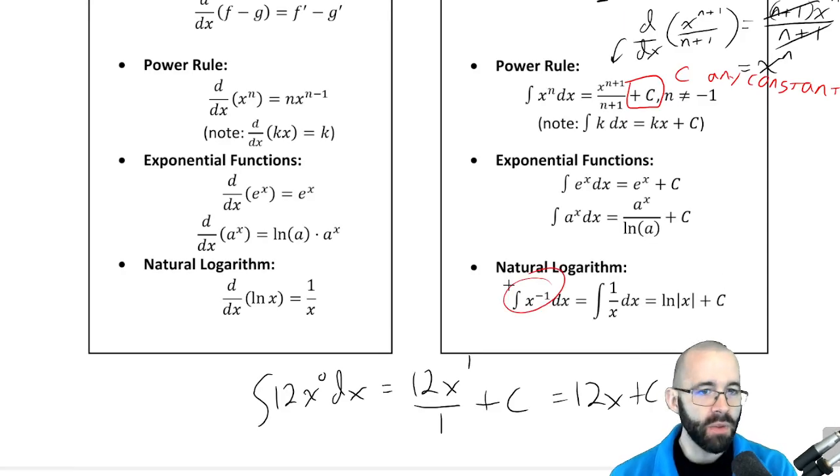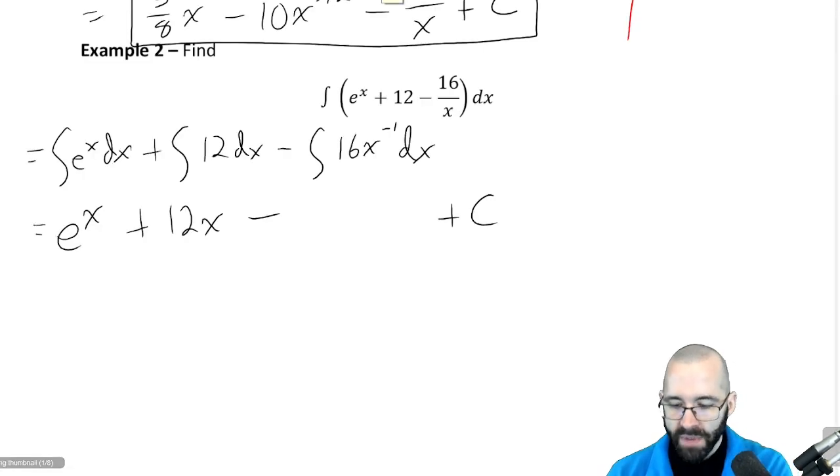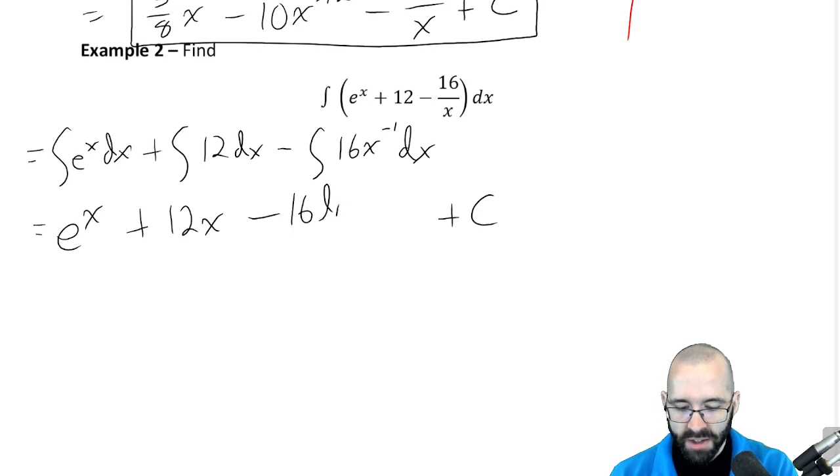When our exponent's -1, that gives us the natural log of the absolute value. So this is 16 times the natural log of the absolute value of x. And this right here is our antiderivative.